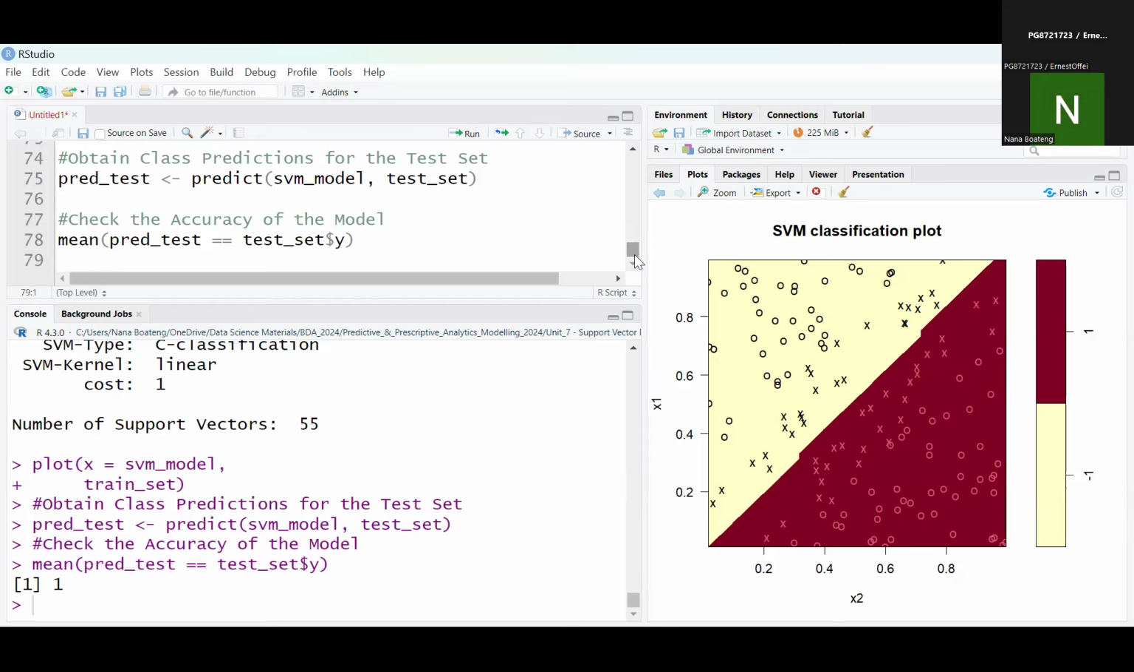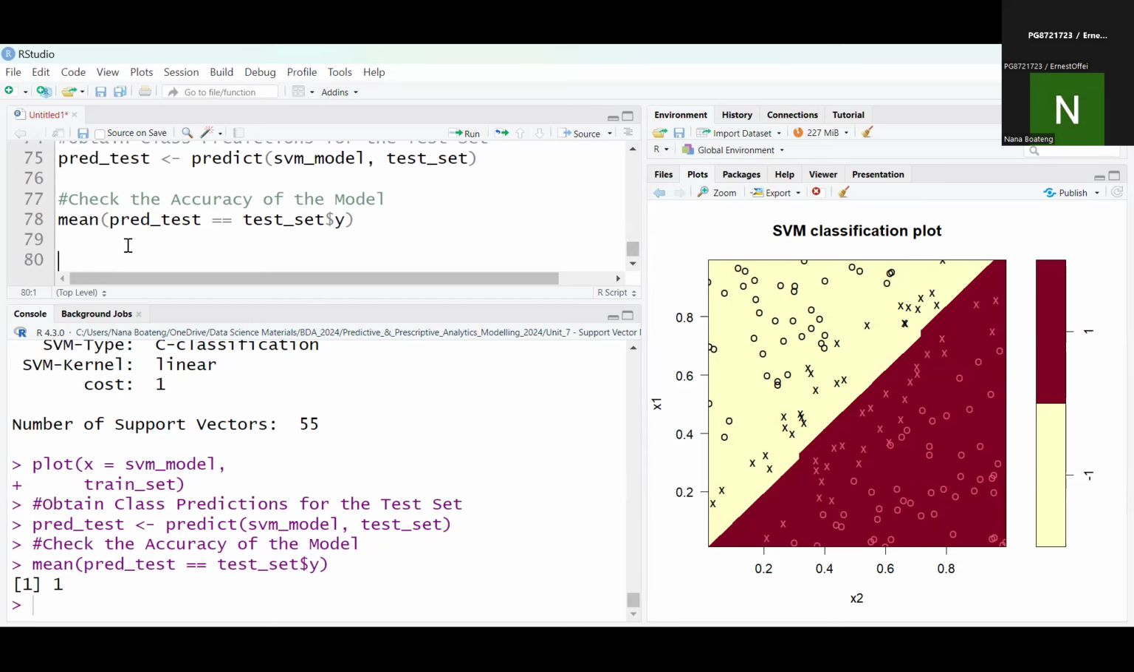So let's build another model and change the parameters a bit. Question: with regards to the number of support vectors, is there an ideal number to have?